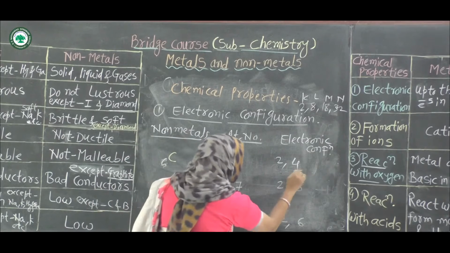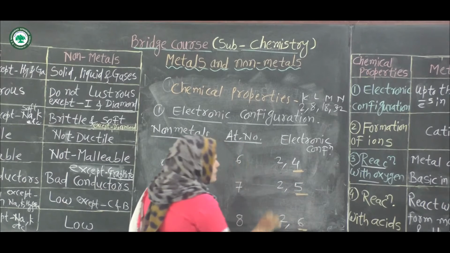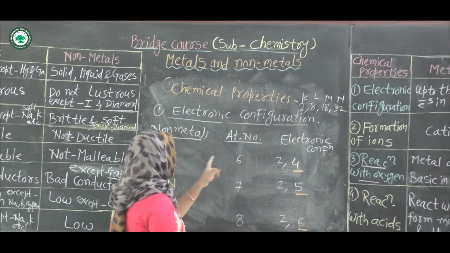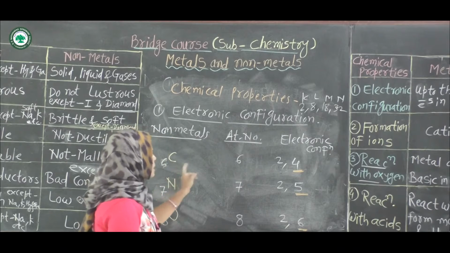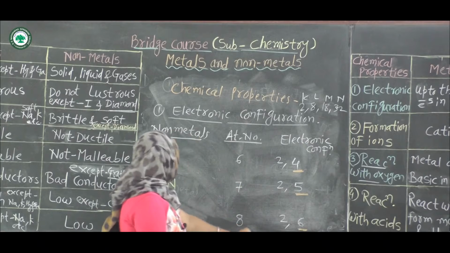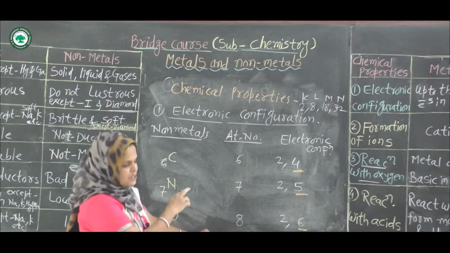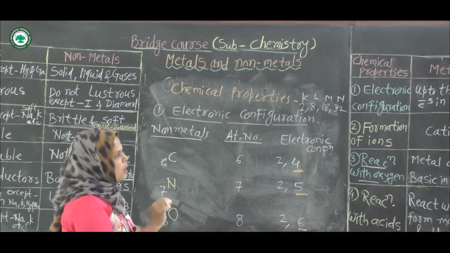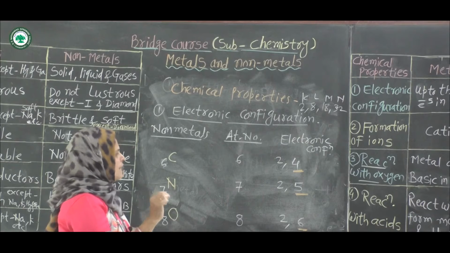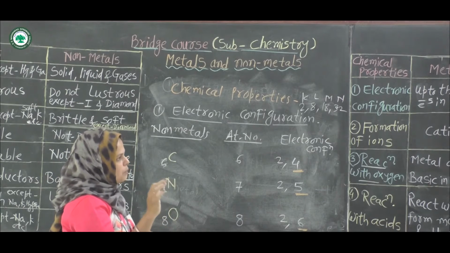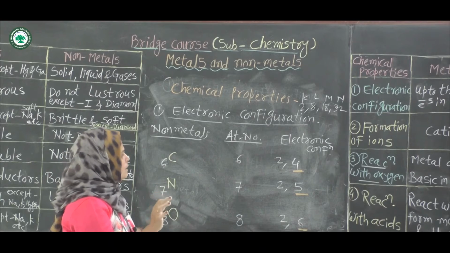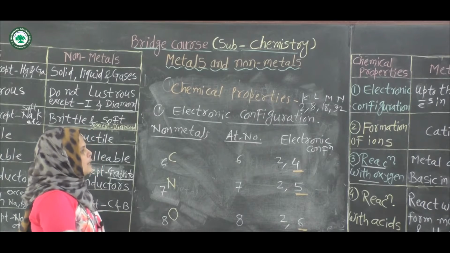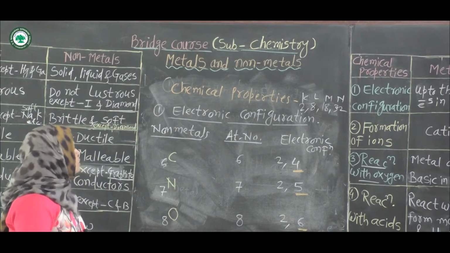See here, in the valence shell, meaning the outermost or last shell, how many electrons for particular non-metals? Carbon 4, nitrogen 5, oxygen 6. Which shows that non-metals have 4 to 7 म्हणजे किती ते किती दरम्यान असतात त्यांच्या व्हॅलेन्स शेल मध्ये इलेक्ट्रॉन्स, 4 to 7 electrons in their valence shell. Okay, this is the electronic configuration, a chemical property of non-metals.